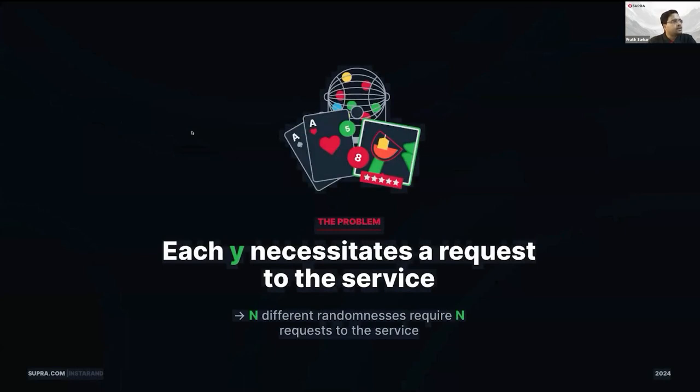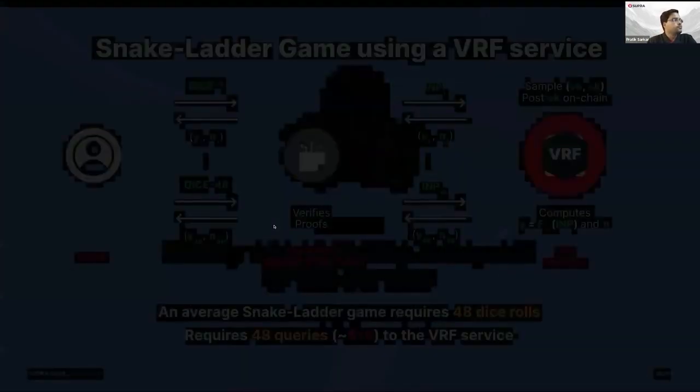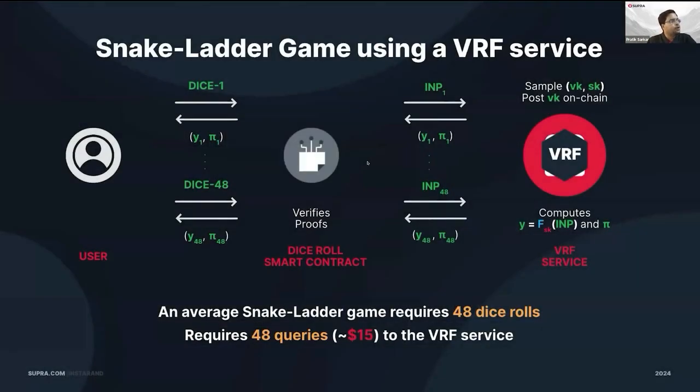So this brings us to the next question. Each Y necessitates a request to the service. Now, suppose you need n different randomnesses. This will require n different requests to the service. So let me show you an example of how this is a problem.